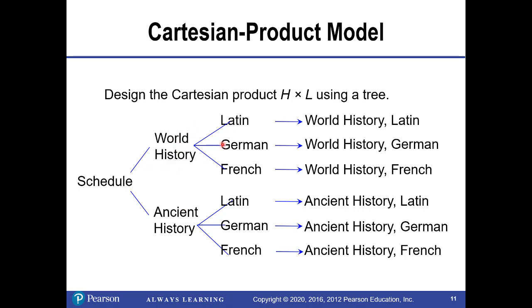So if I choose world history as my first course, then my second course is going to be Latin or German or French. So my combinations of courses there are world history Latin, world history German, world history French. Or if I choose ancient history as my first course, then my second courses could be Latin or German or French again. So my choices there are ancient history Latin, ancient history German, ancient history French. And so I can count and I see I have a total of 6 possible schedule combinations.